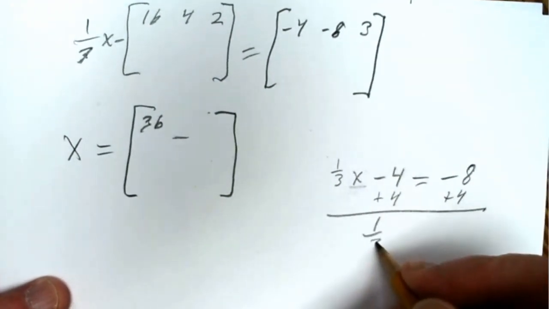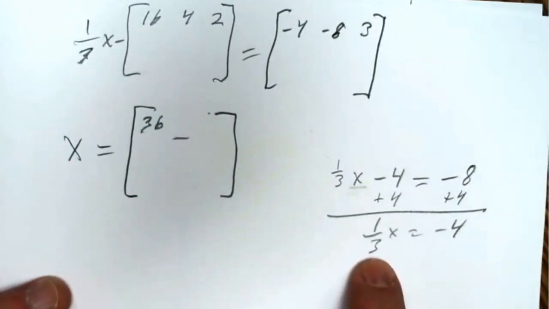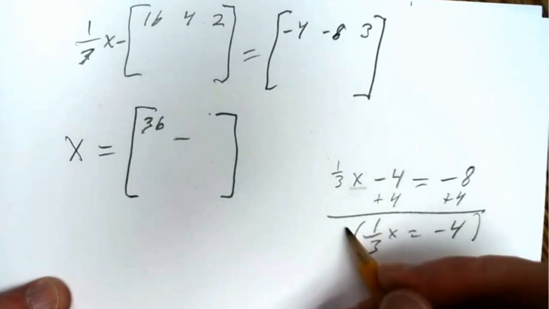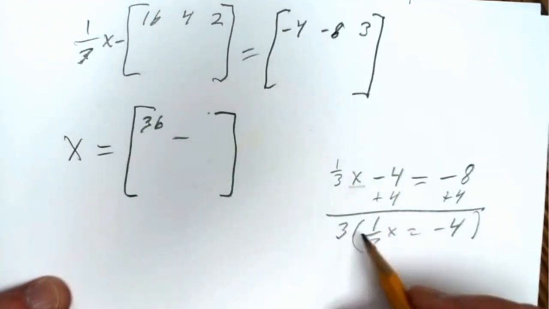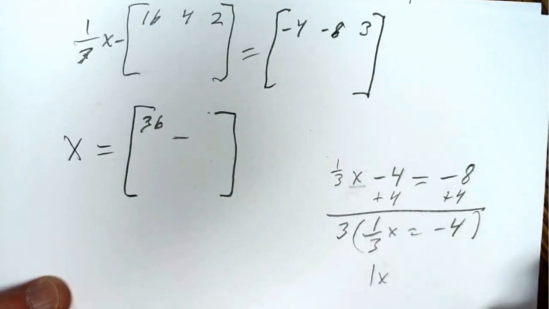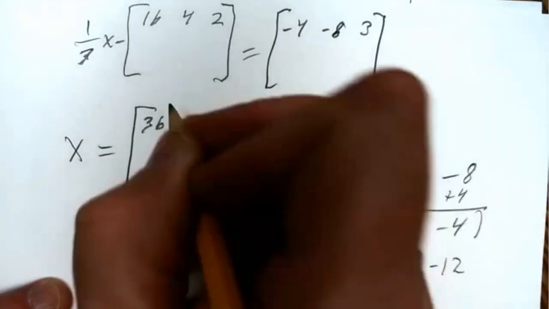So 1/3 times x equals -4. How do you get rid of a fraction? You multiply by what's on the bottom. So if we multiply both sides by 3, 3 times 1/3 is just 1, so 1x. 3 times -4 is -12. So this is -12.